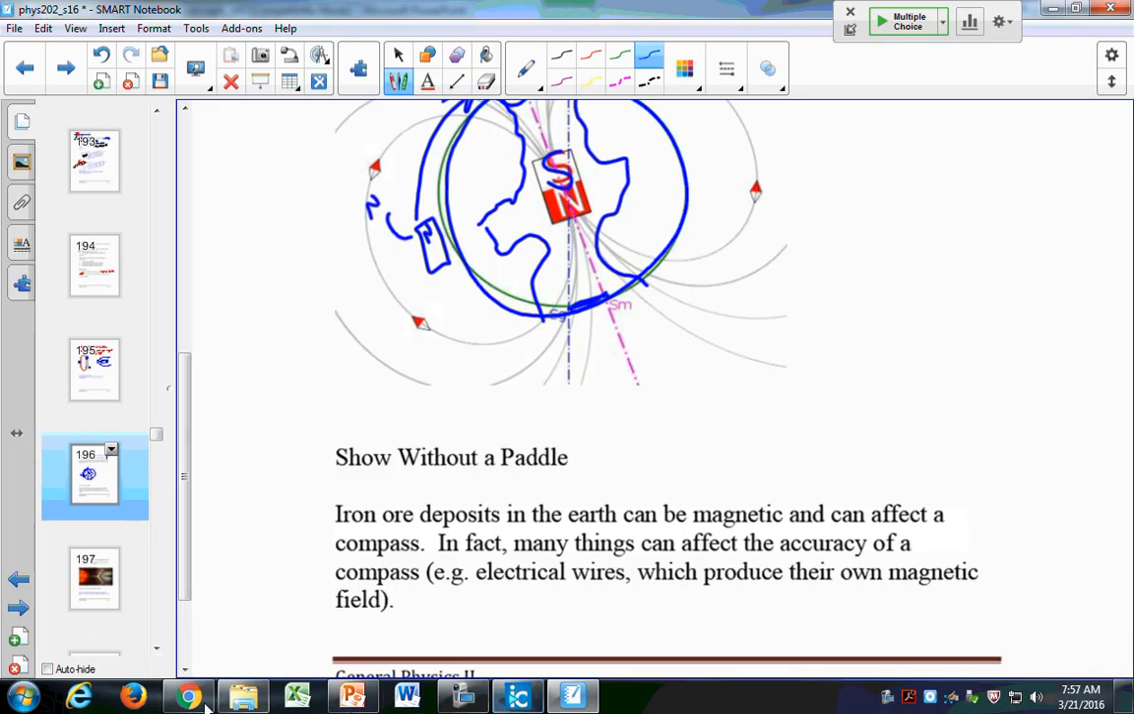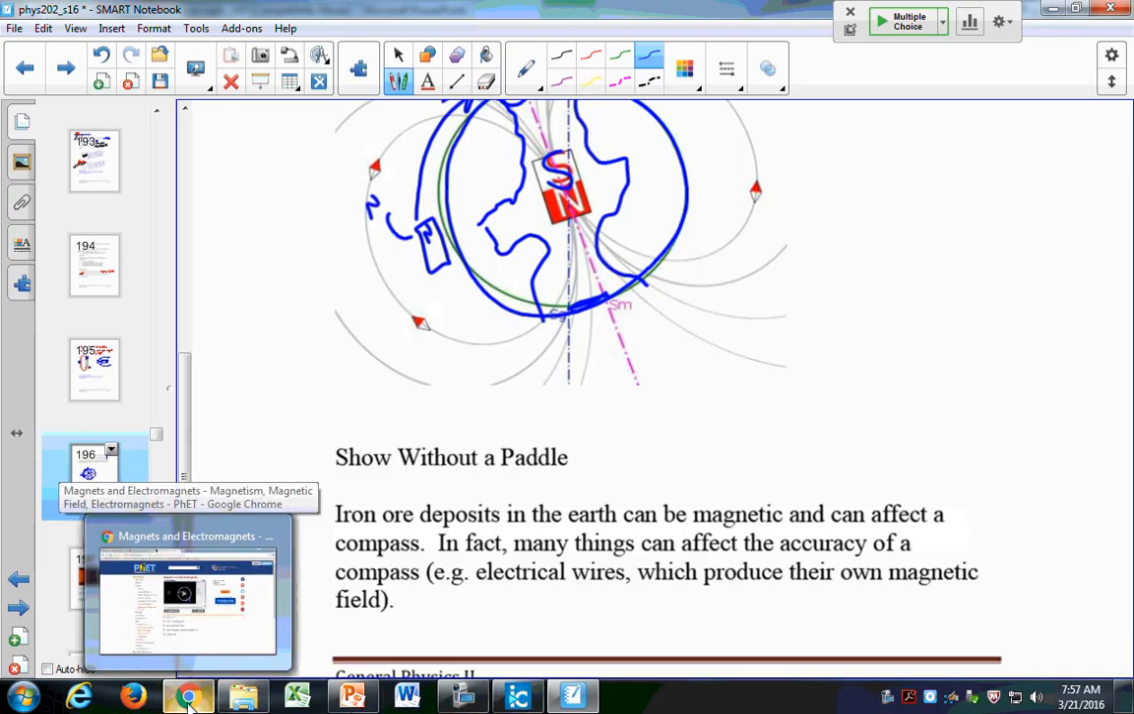Let's watch this little clip. Y'all seen, what's it called, Without a Paddle? Y'all seen that movie? Did you think it was funny? Okay.